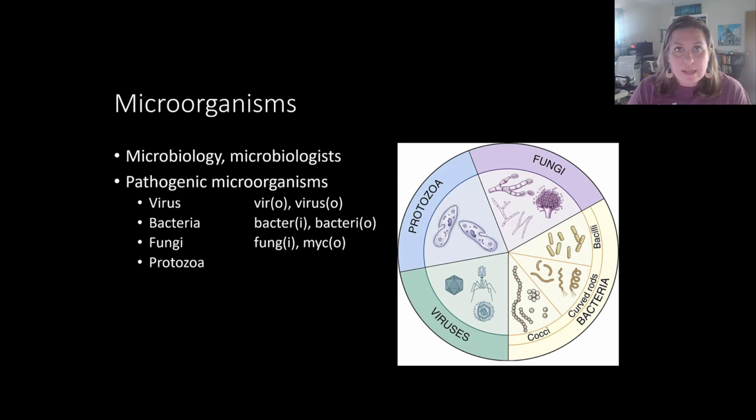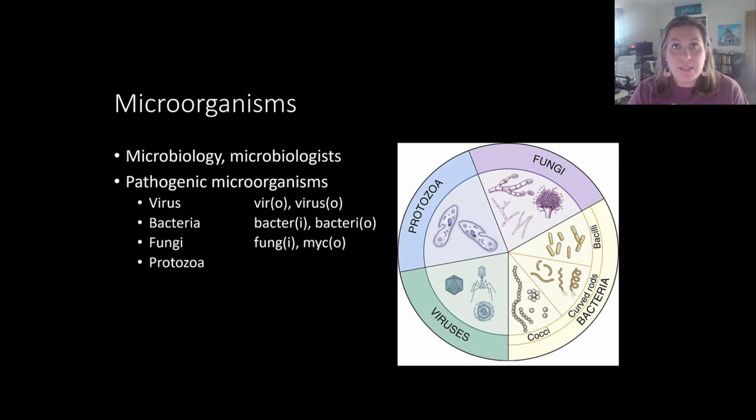Some of these living organisms are known as pathogenic. Pathogenic means that they are going to make us sick. It's this idea of generation, this beginning of sickness due to a pathogen. So these guys are what make us sick.